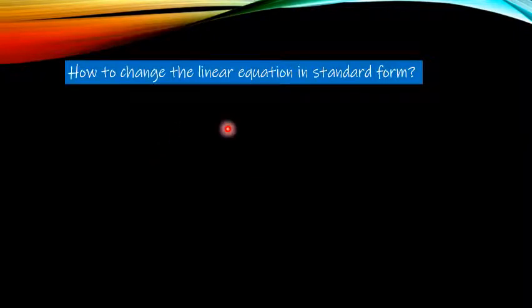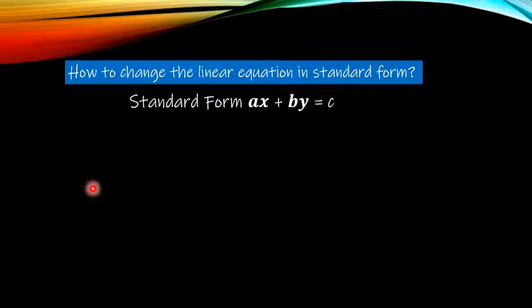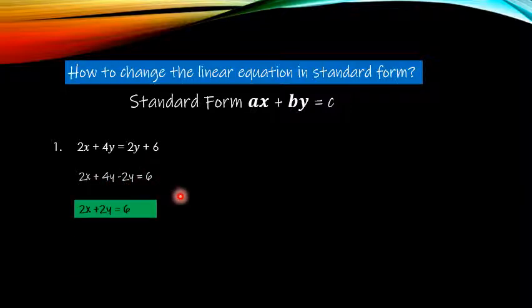How to change the linear equation to standard form? We have the standard form ax plus by equals c. For number 1, we have 2x plus 4y equals 2y plus 6. We're going to rearrange this one: 2x plus 4y minus 2y equals 6. Then it becomes 2x plus 2y equals 6.